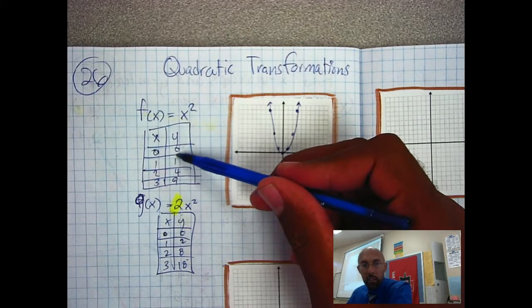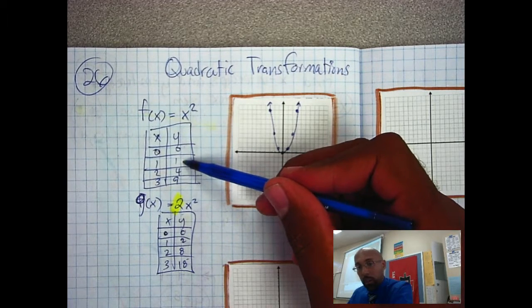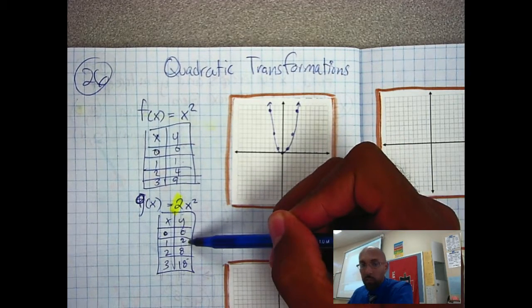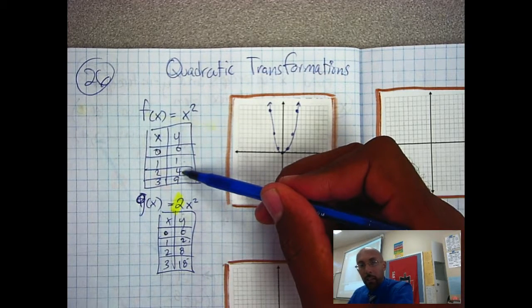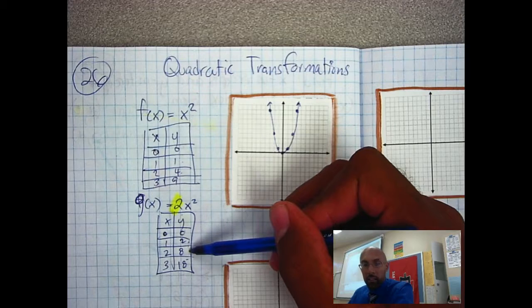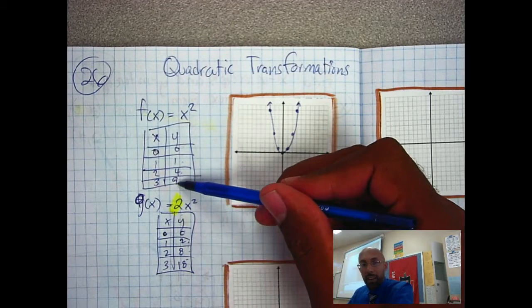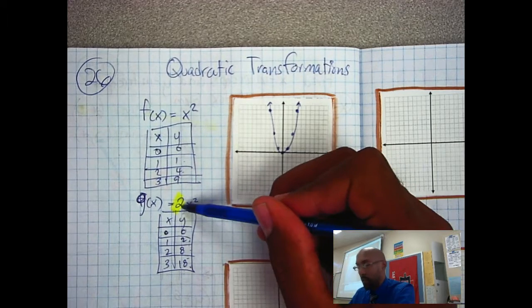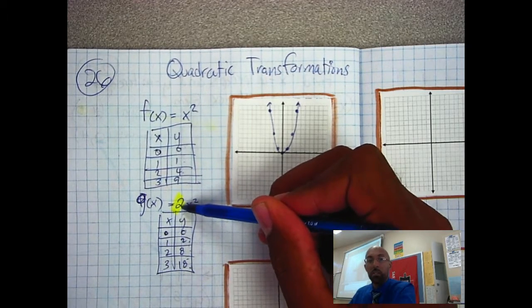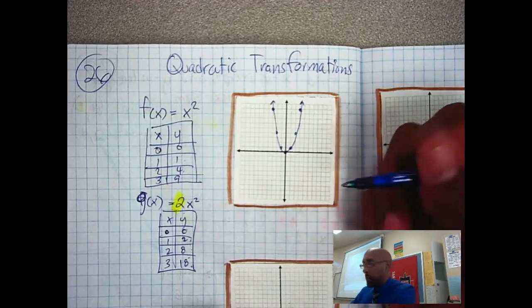When I plugged in 0, I still got 0. When I plugged in 1, it became 2. That's twice, or double, the same value. I plugged in 2 again, I got 4 here, 8 here. Again, that's double. I plugged in 3, I got 9, well, 18 is double. And if you notice, that number is 2. So it's basically going to double your y values.